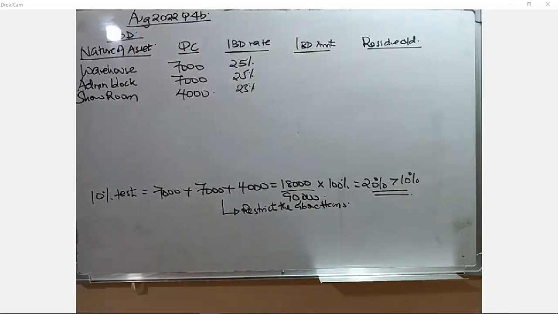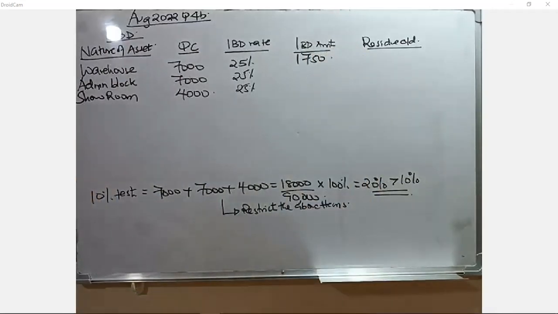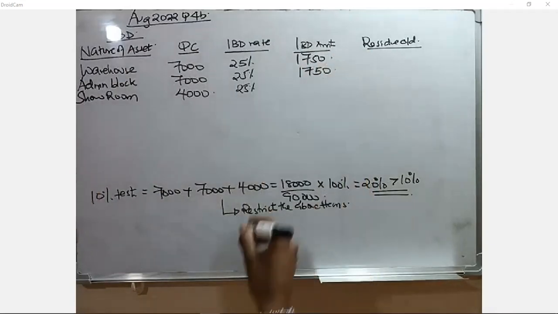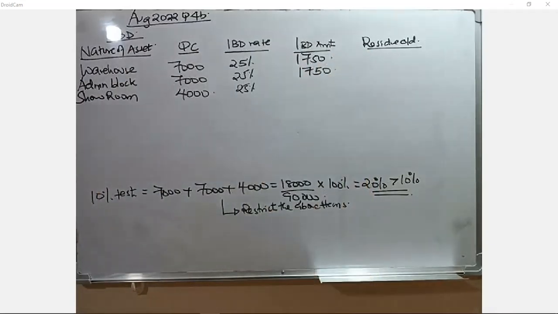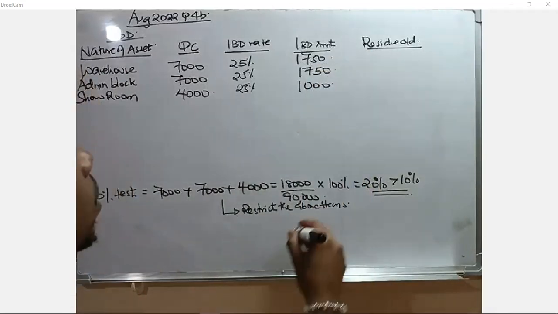$1,750. For the warehouse, it's 1,750. For the administration block, 1,750. Showroom is 1,000. So this is 3,000.